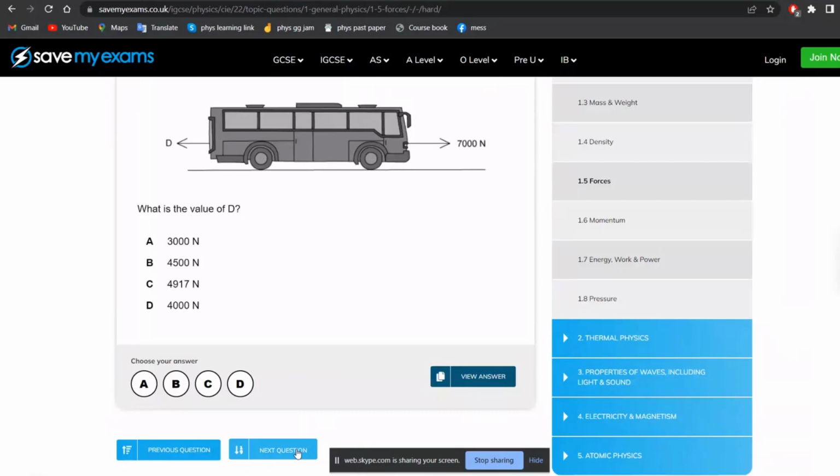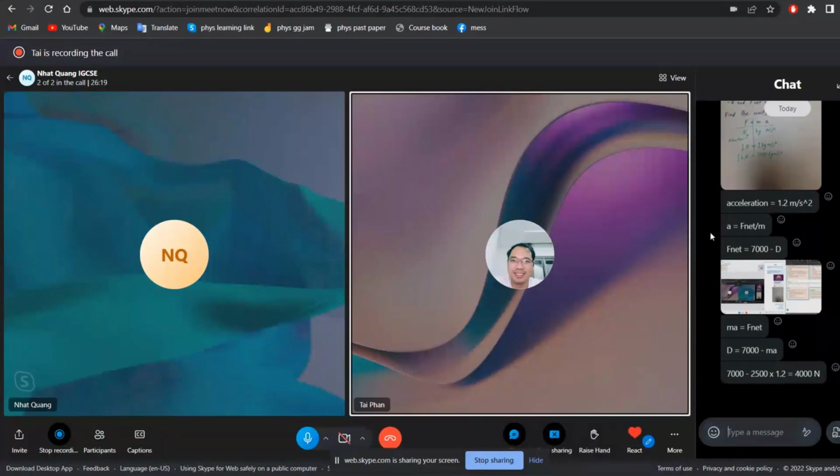So the answer is 4,000 Newton, and I want to make sure that you understood it. Have you? Yes, I'm writing the equation. And you should draw a diagram: 7,000 Newton to the right, and the drag force to the left is less. The resultant force F net equals 7,000 minus D equals ma, which is 2,500 multiplied with 1.2. So D equals 7,000 minus 2,500 multiplied with 1.2, and the answer is 4,000 Newton.